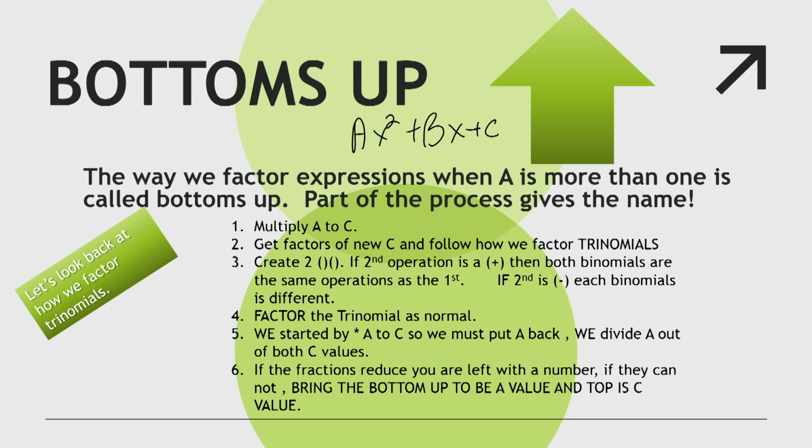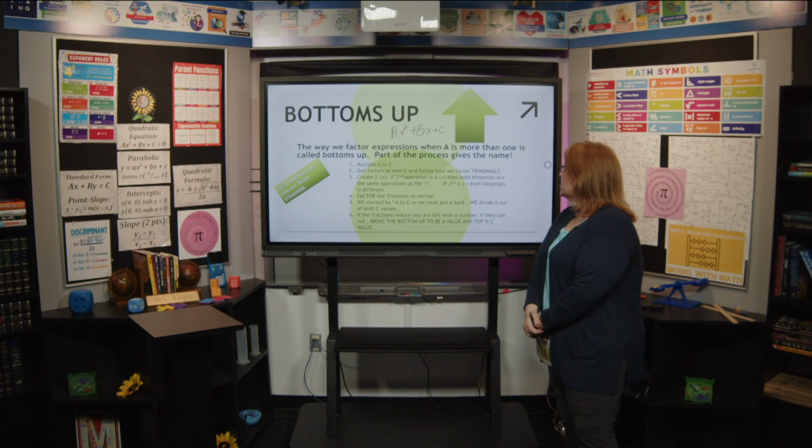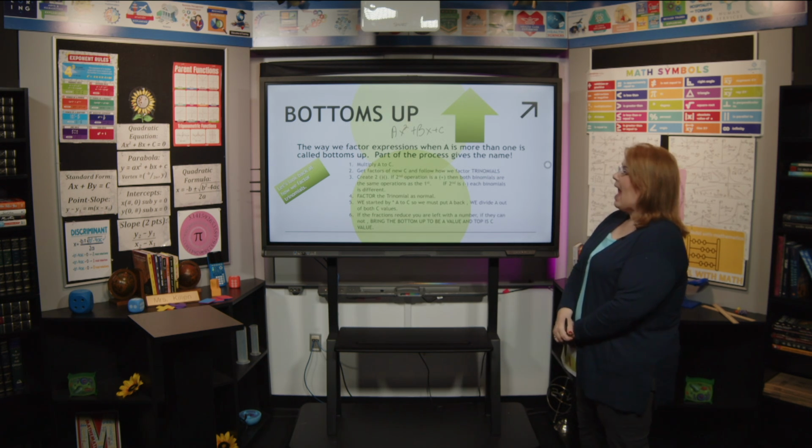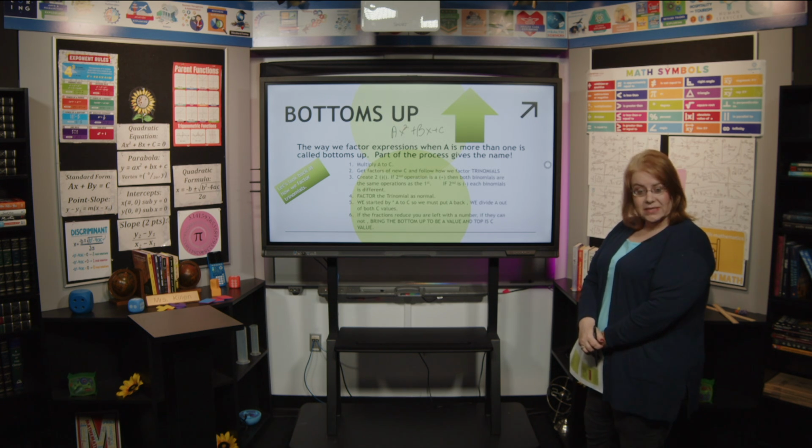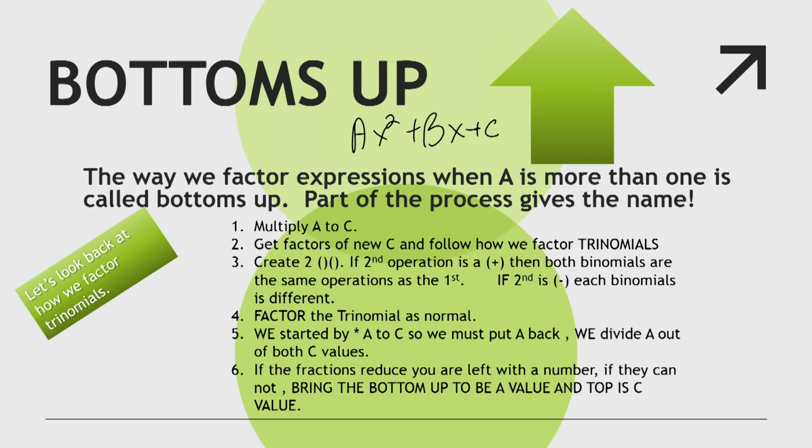We started the process by multiplying my a into c. So we always have to put things back where we found them. So when I want to take my a out of my c, I'm going to do the opposite operation. I'm going to divide my a out of all of my c's in those binomials. If there's a fraction, you always reduce, and if it can reduce to a whole number, I'm left with the whole number. If it cannot reduce any further and I am left with the denominator, here's the name: the bottom comes up to be my new a.